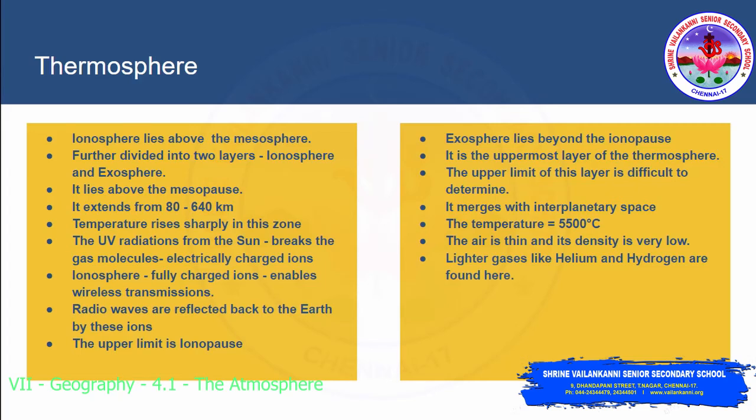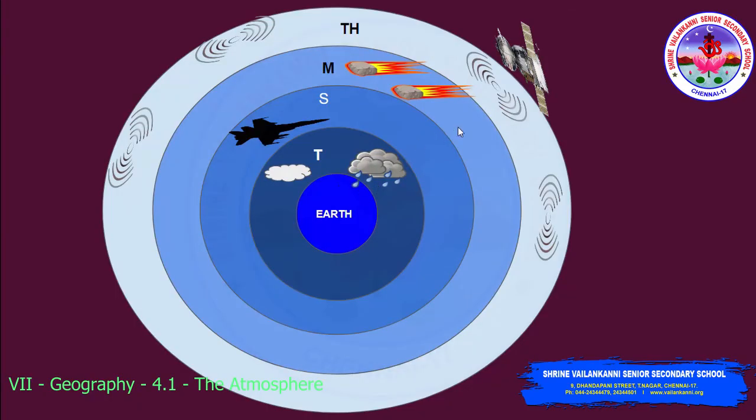Next one is the thermosphere. The thermosphere is a part of the atmosphere that lies beyond the mesosphere, and it can be divided into 2 layers, the ionosphere and the exosphere. You can see the Earth and the other layers of the atmosphere, and see the troposphere, it is the weather making zone. And coming to the stratosphere, you can see the ozone layer in the stratosphere. You can see the jet planes flying here, and here in the mesosphere you can see the meteoroids, and we are in the thermosphere now. This thermosphere is divided into 2 layers, the ionosphere and the exosphere.